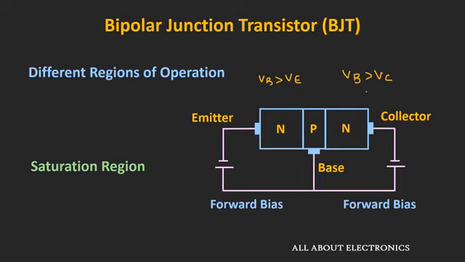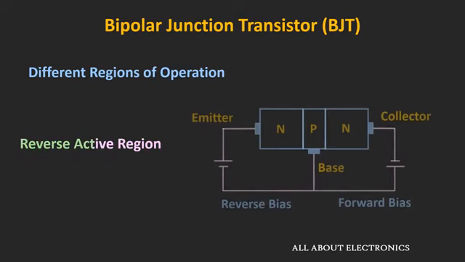Apart from that, there is one more region of operation which is known as the reverse active region. In this region of operation, instead of the base-emitter junction, the base-collector junction is forward biased and the base-emitter junction is reverse biased. But in this region, the gain provided by the BJT is very low, and due to that, this region of operation is usually avoided.